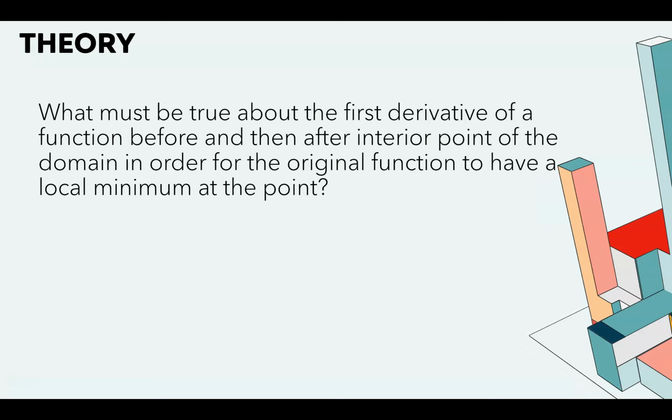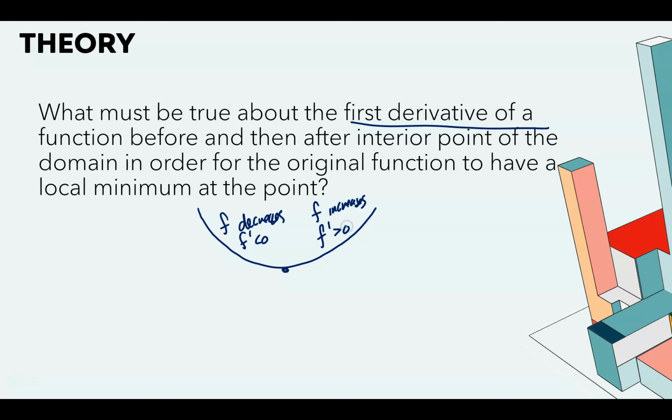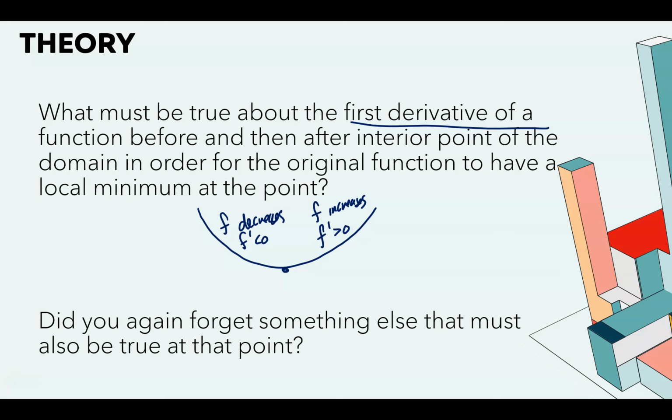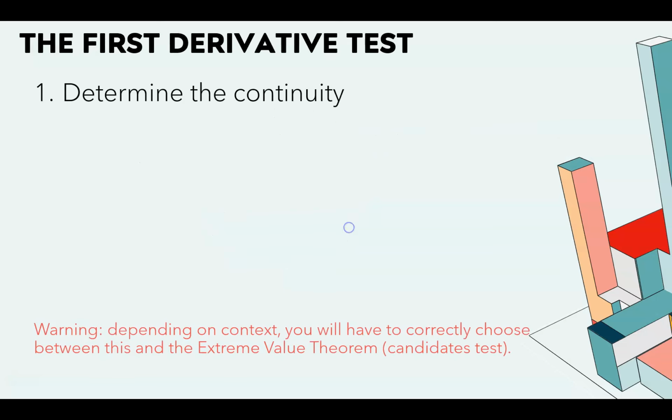Okay, so let's think about this then. Same kind of question. What has to be true about the first derivative of a function before and after an interior point in the domain for that function to have a local minimum at that point? So we know what a local minimum is, and what happens over here? f decreases. So that means f prime is negative. And to the right of that minimum, f increases, which means the first derivative is positive after the minimum. And of course, that function has to be continuous at that same x value where the first derivative changes signs.